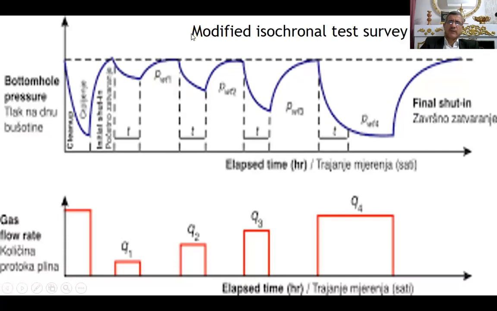Here we have the modified isochronal test. This is done for a gas well. So we open the well at 25% of maximum capacity, then close it 12 hours, then at 50%, then 75%, then here 100%, fully open. So open for 12 hours, close for 12 hours, 12 hours, 12 hours, then here 24 hours, then close it for 48 hours. Then we can pull or retrieve the memory gauge, download the data, and then interpret it.